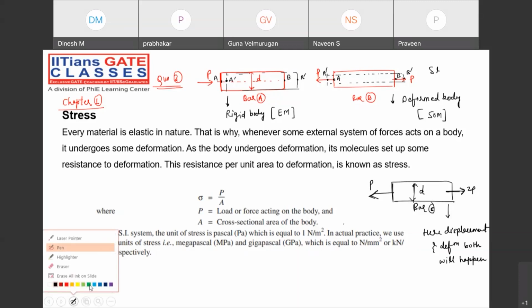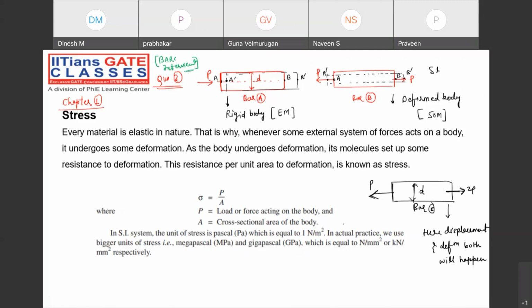This question has been asked in one of the BARC interviews, because their favorite topic is strength of material only. The moment you say strength of material, they will ask anything, and they will dig out how much depth of understanding you have of this particular subject.